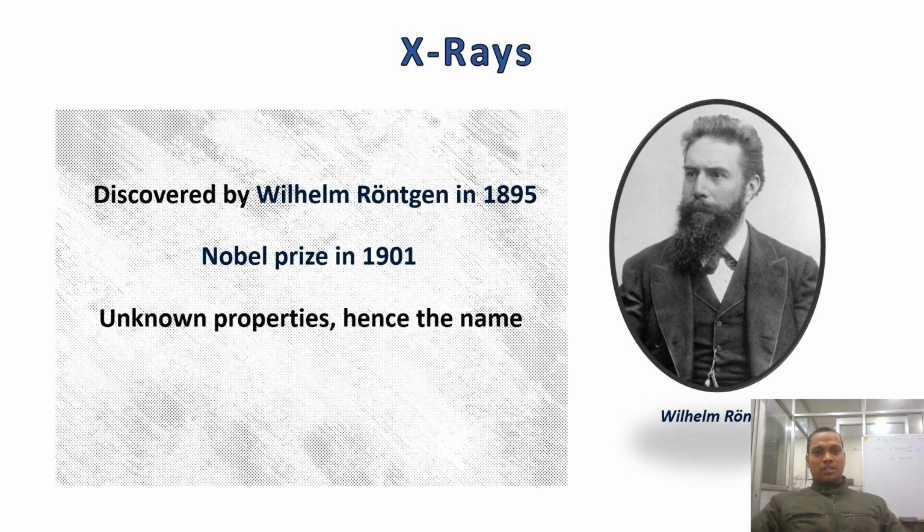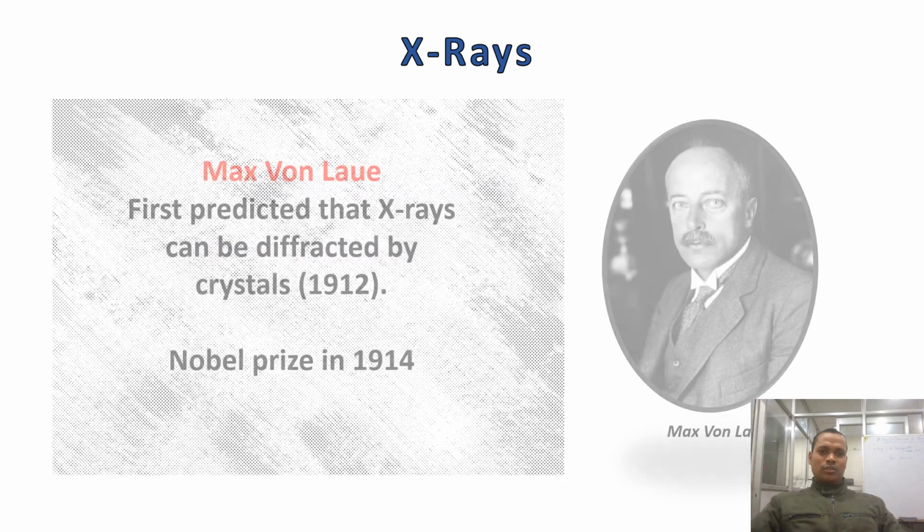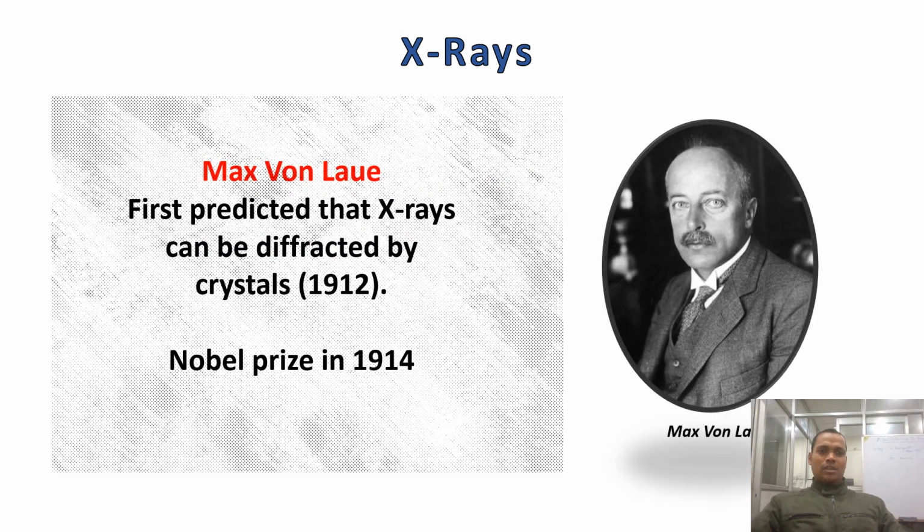X-rays were first discovered by Wilhelm Röntgen in the year 1895, and he got a Nobel Prize in 1901. At that time, the properties of X-rays were quite unknown, so they gave the name X-rays. By 1912, the properties of the X-rays were established. Max von Laue first predicted that X-rays can be diffracted by crystals, for which he got a Nobel Prize in 1914.